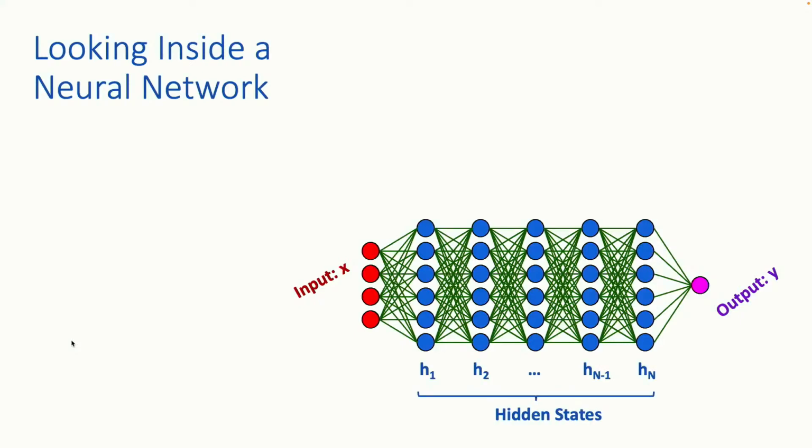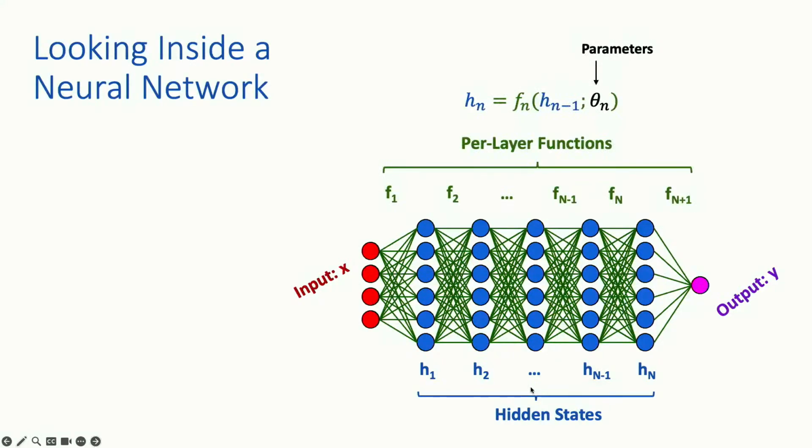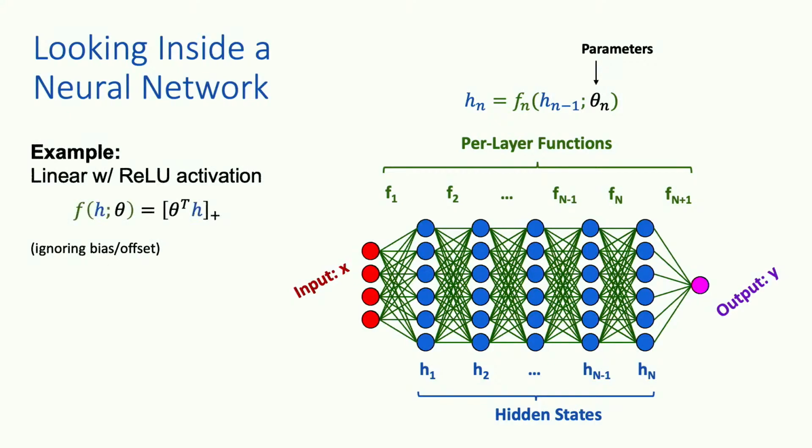So here, you have your input X, you have your output Y, and you have these hidden states, denoted H1 through H capital N. The way this function is parameterized is you have a sequence of functions, f sub n, each with its own parameters, theta sub n. Each takes as input the outputs of the previous layer, applies its function, and outputs the next layer's outputs. And the canonical example at this point is the ReLU in terms of the actual functional form: a linear transformation with a ReLU activation.